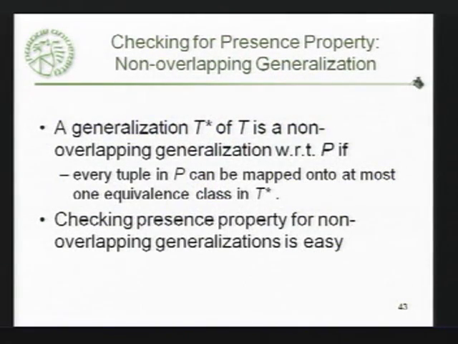Okay, so how do we do this? How do we actually check to see delta presence? Well, at first glance it looks kind of difficult to evaluate, but in certain cases it's fairly easy. This is a non-overlapping generalization. If you can take a data item, a tuple in that table, and map it into at most one equivalence class, where an equivalence class is like k-anonymity, if there's at most one group that it matches, then it's fairly easy to check this.